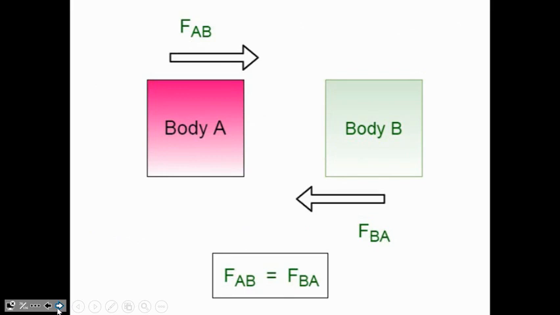Here's a diagram depicting what we just mentioned. So in this scenario, object A feels a force from B at the same time as object B feels a force from A, so that they are equal in size but opposite in direction.